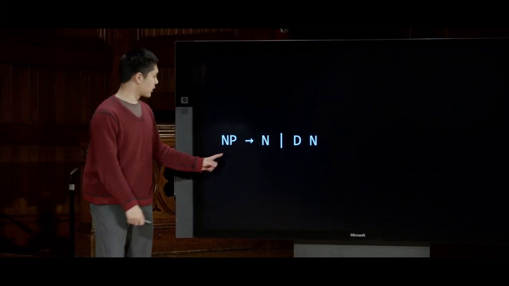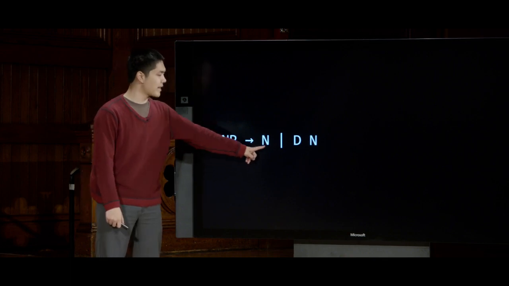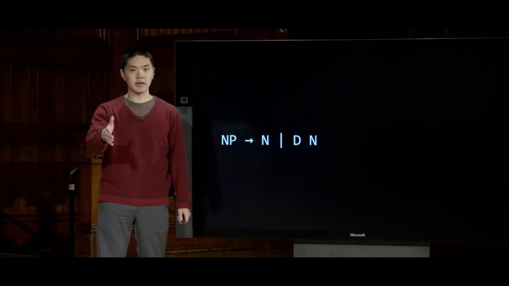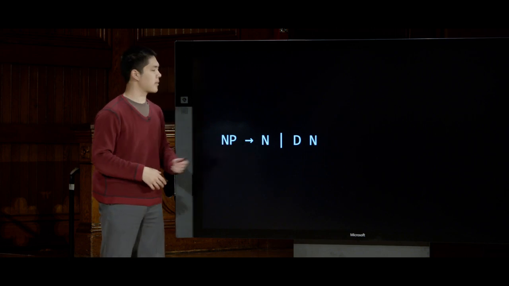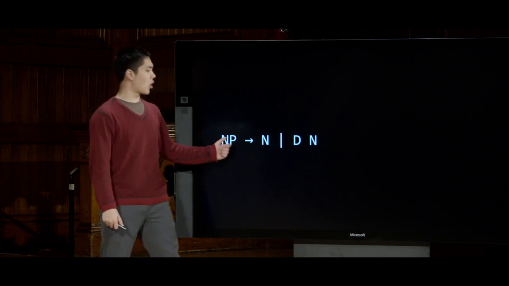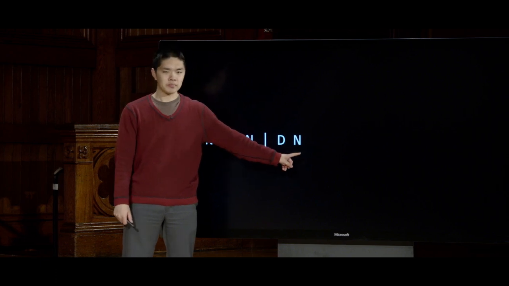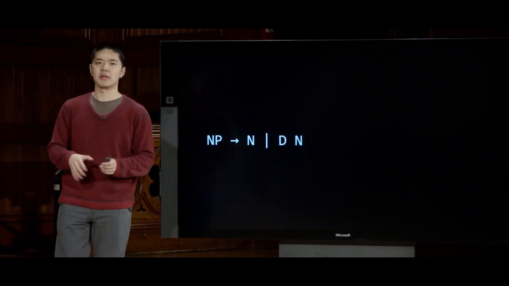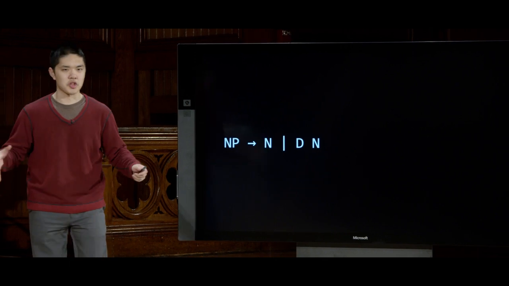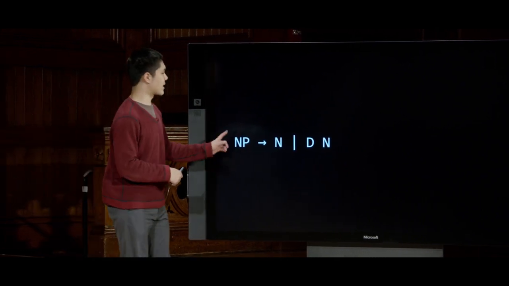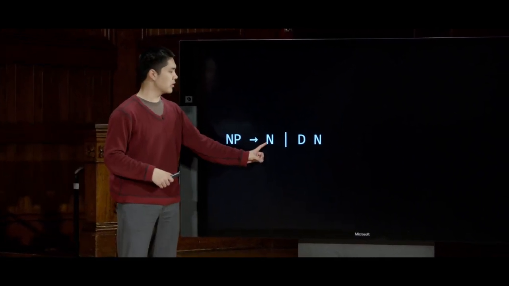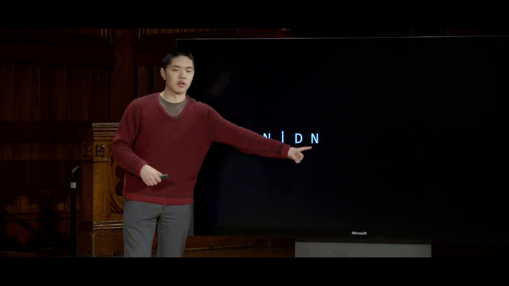And this rewriting rule says that a noun phrase could be a noun, so something like "she" is a noun, and therefore it can also be a noun phrase. But a noun phrase could also be a determiner, D, followed by a noun. So there are two ways we can have a noun phrase in this very simple grammar. Of course, the English language is more complex than just this, but a noun phrase is either a noun or it is a determiner followed by a noun.